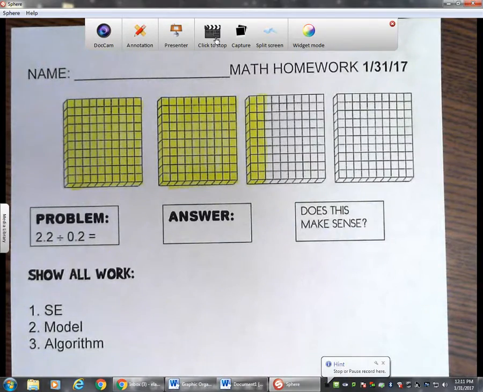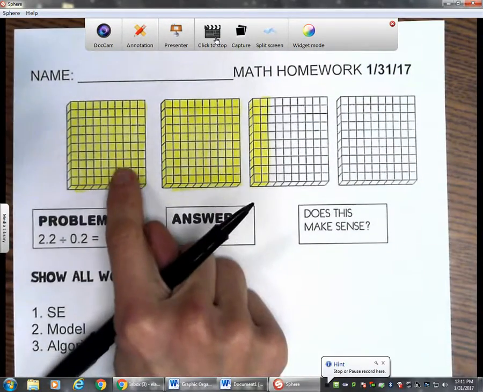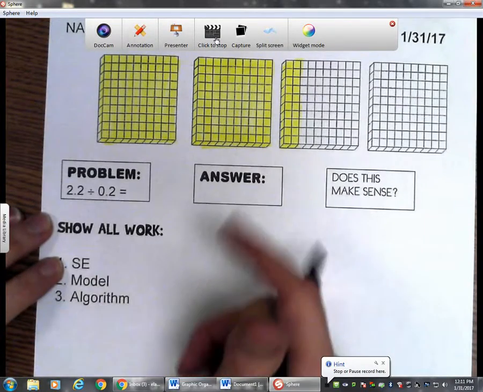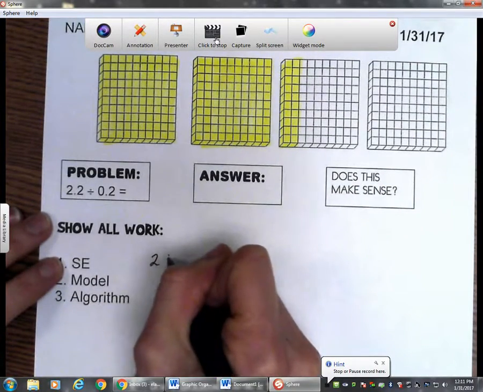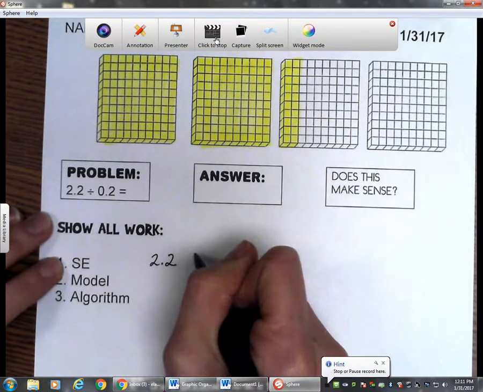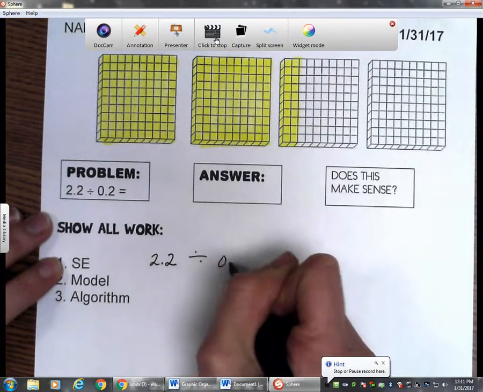All right, going over the homework real quick. I went ahead and shaded already. But first I'm going to make that smart estimate. It helps me to rewrite it. So 2 and 2 tenths divided into groups of 2 tenths.